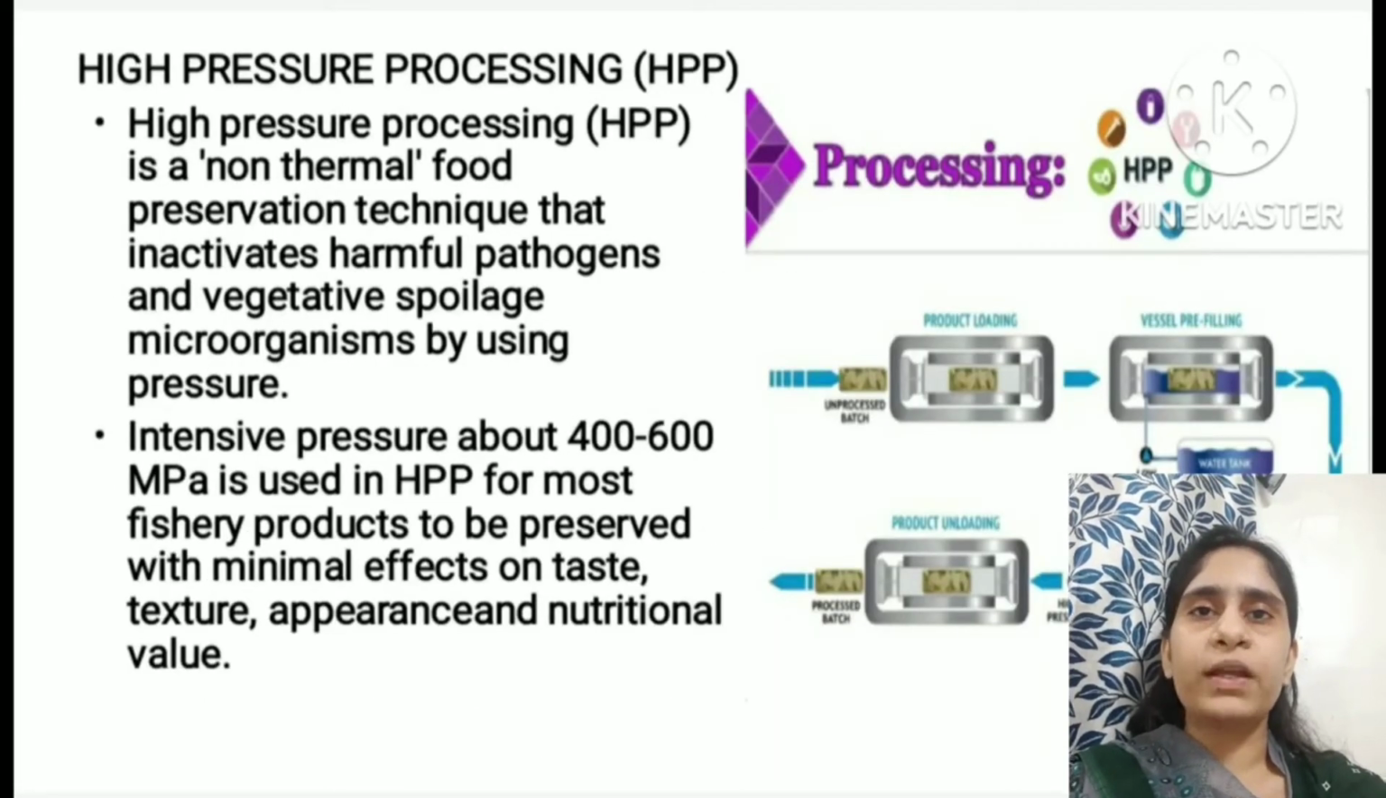Now the second topic is high pressure processing. High pressure processing is a non-thermal food preservation technique that inactivates harmful pathogens and vegetative spoilage microorganisms by using pressure. Intensive pressures of about 400 to 600 MPa are used in HPP for most fishery products to be preserved with minimal effect on taste, texture, appearance and nutritional value.